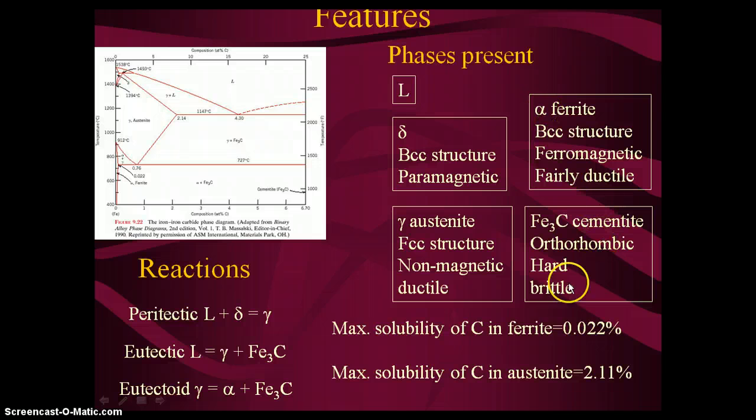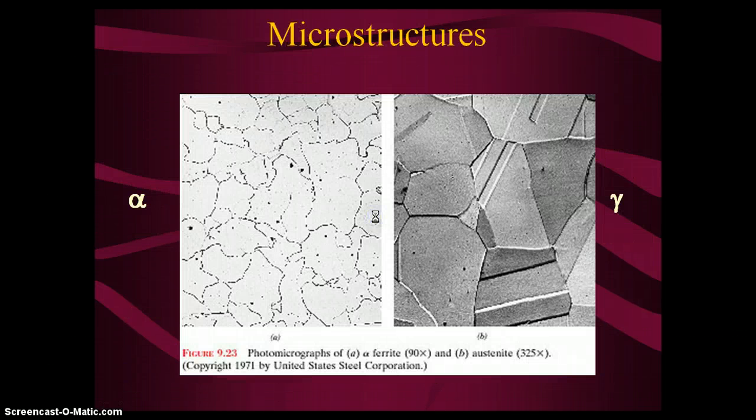There are the peritectic point and peritectic reaction, that is liquid plus delta region becomes gamma, which is the peritectic reaction, and there are eutectic and eutectoid reactions. Many possible reactions take place in the iron carbide equilibrium diagram.